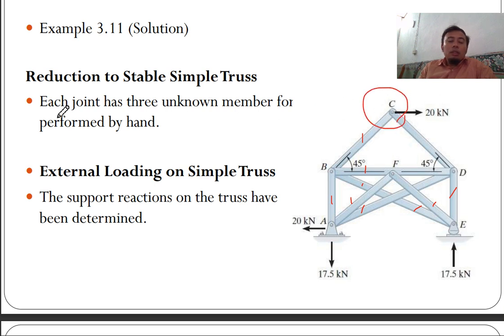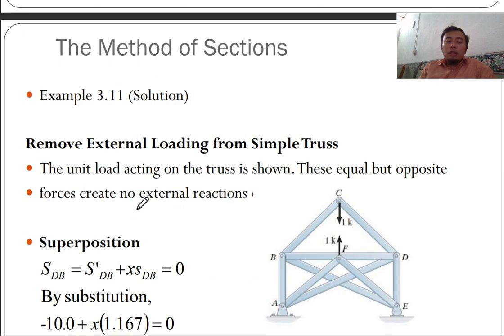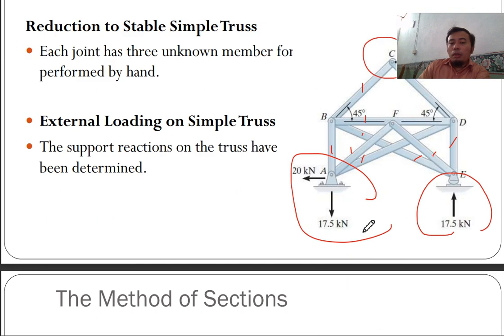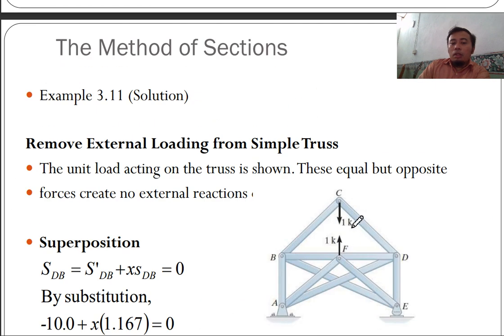So next, external loading on simple truss. The support reactions on the truss have been determined. You need to determine the reaction first before going deep into analysis of the truss. And then next you need to remove external loading from the simple truss. The unit load acting on the truss is shown. These equal but opposite forces create no external reactions. So the unit load is applied on the truss at joints F and C.